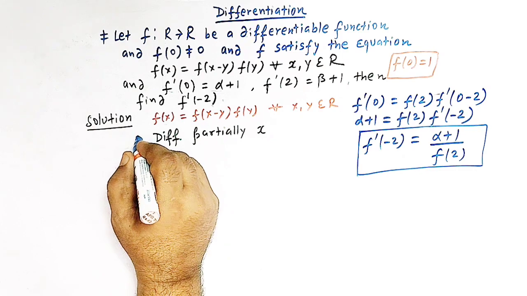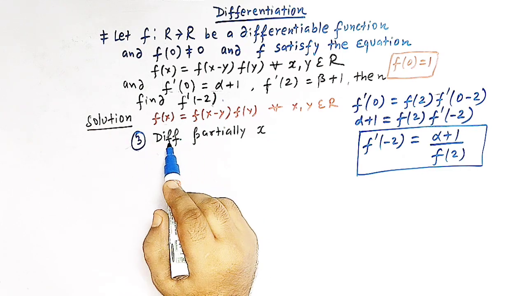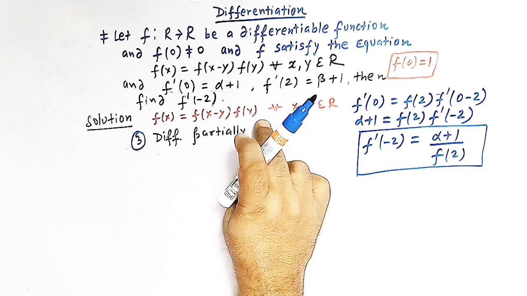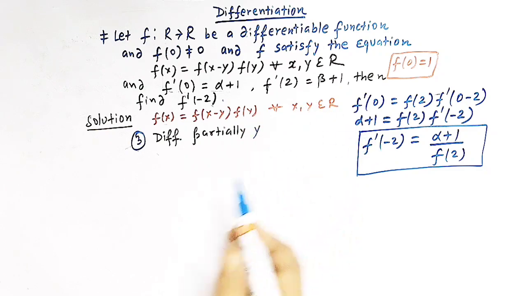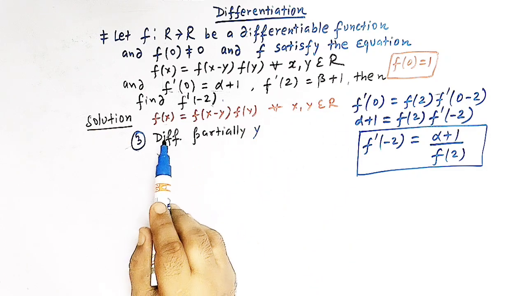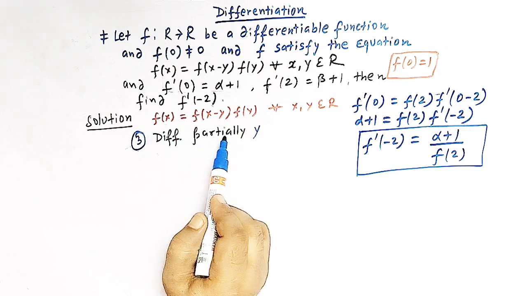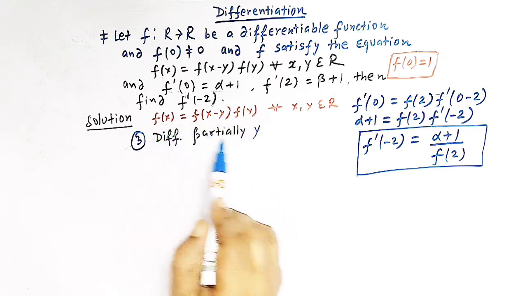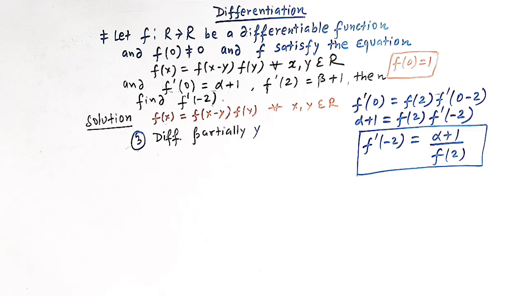So now the third step is to differentiate this equation partially with respect to y. So first we have differentiated both sides partially with respect to x. Now we'll differentiate both sides partially with respect to y.